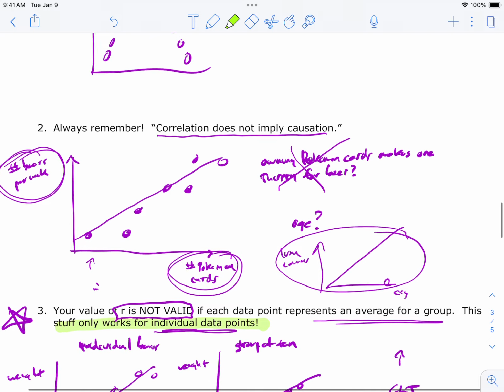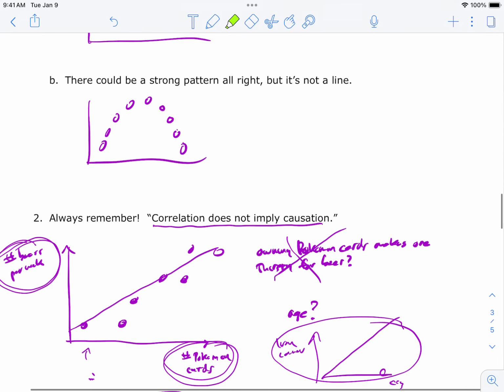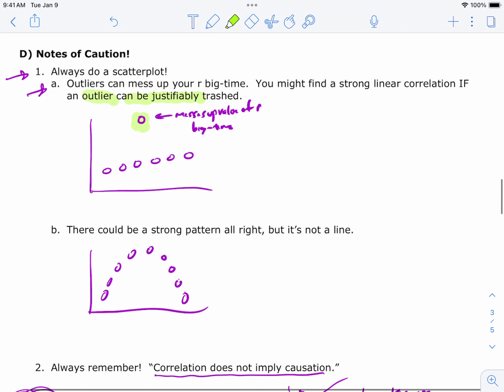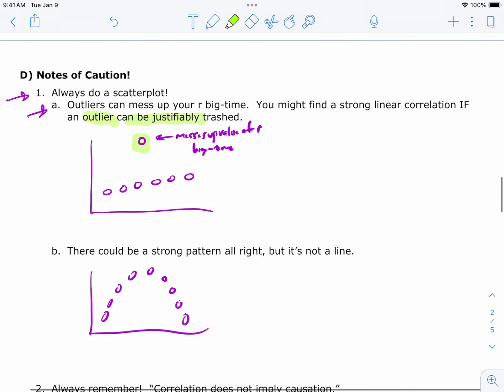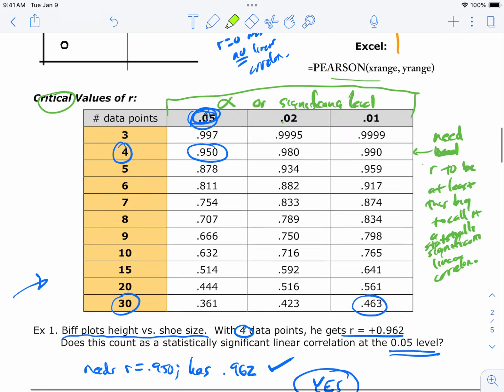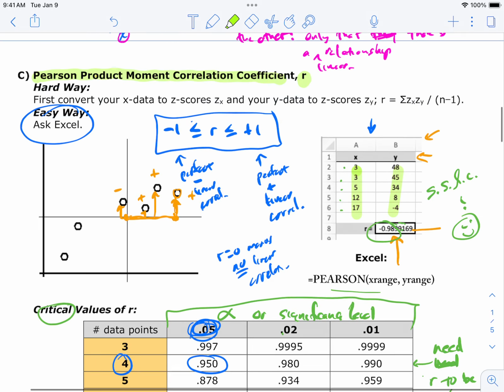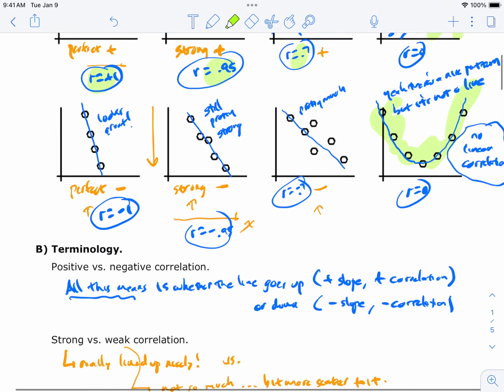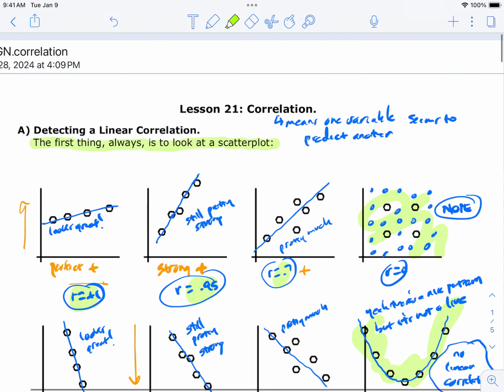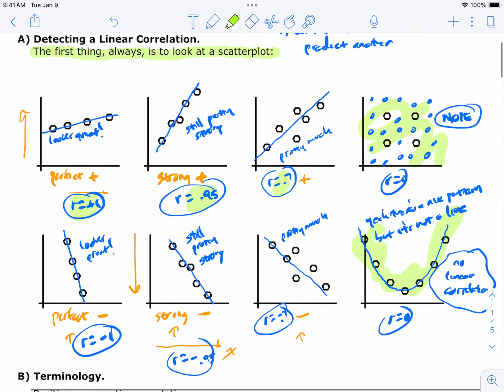Those 3 things to watch out for: don't use groups, correlation does not imply causation, and make a chart. You might discover something. You might learn something cool. So this table, of course, you're going to need a little bit of Excel this week. And cool. So I hope you're digging on this correlation stuff.